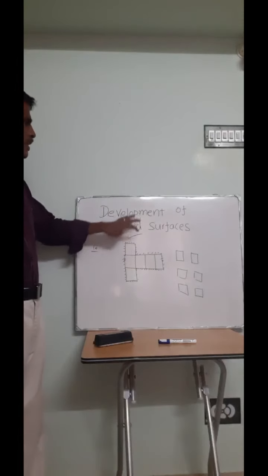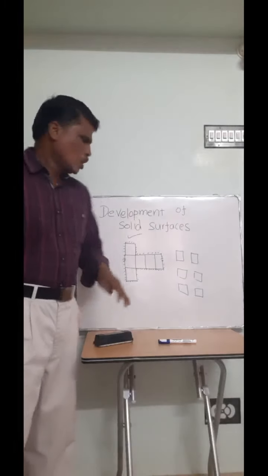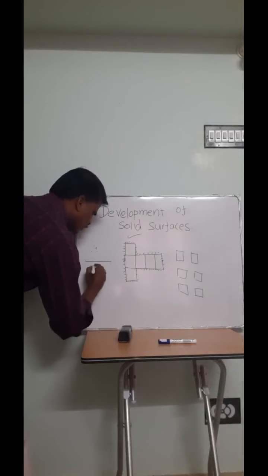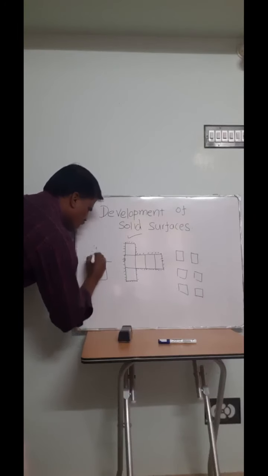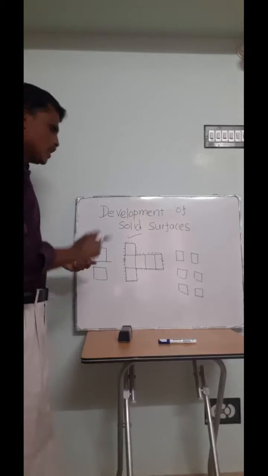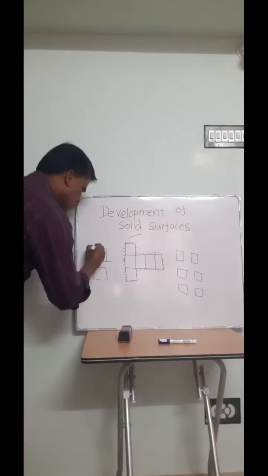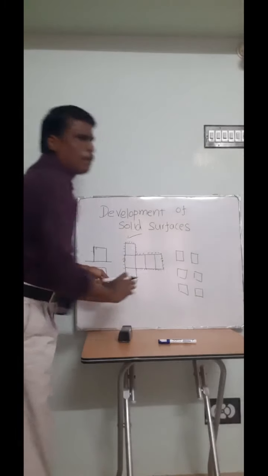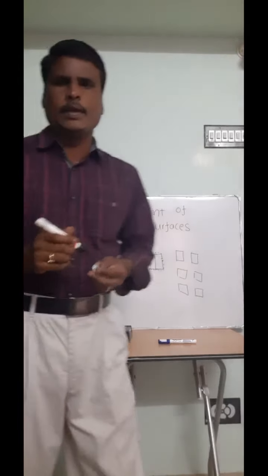This is called the development of the solid surface. So if I draw a diagram, this is the cube, simple portion of the cube. Then afterwards, cut through one point, then cut through one edge and open it and flatten it over a plane surface. This is called the development of solid surface.